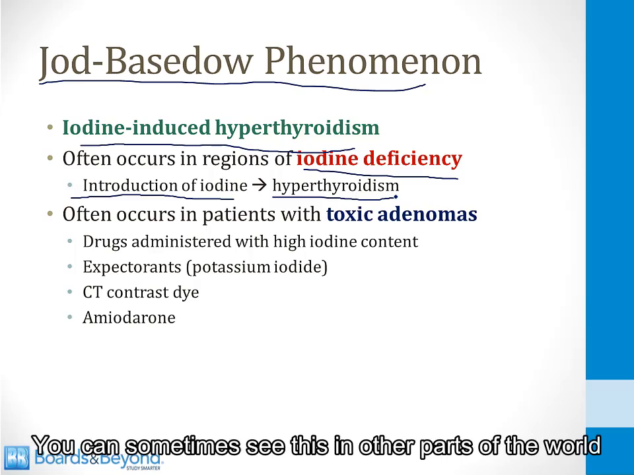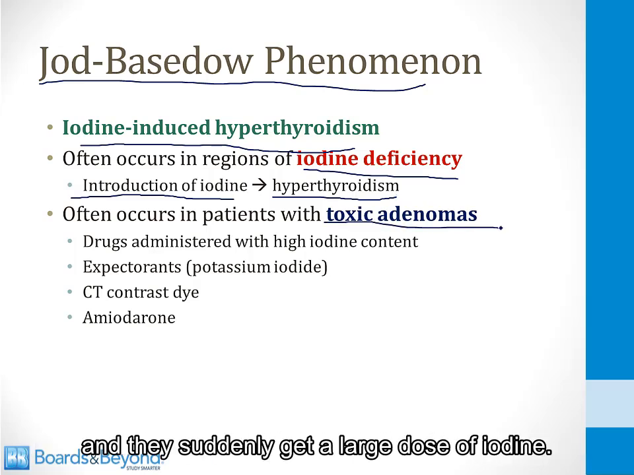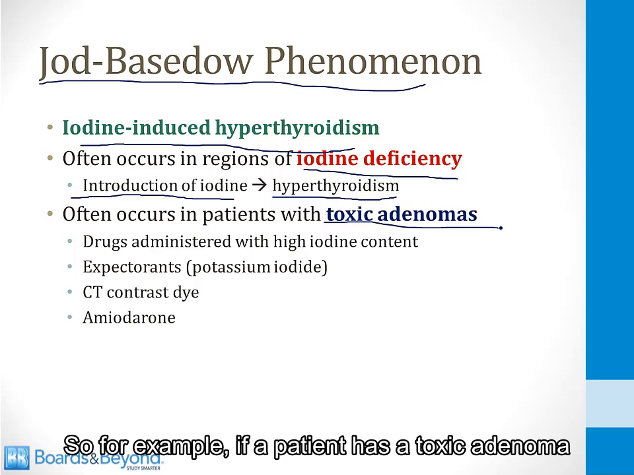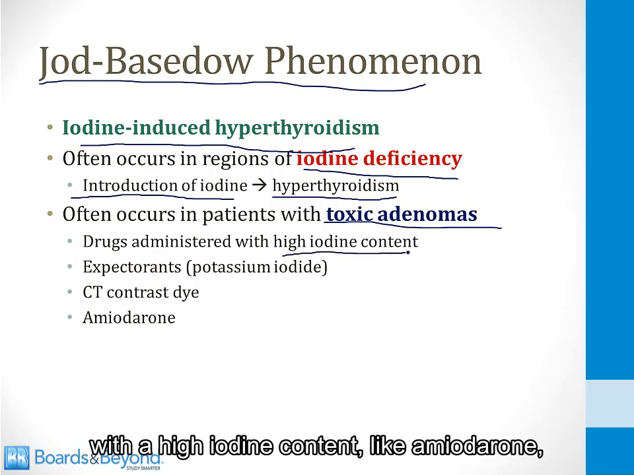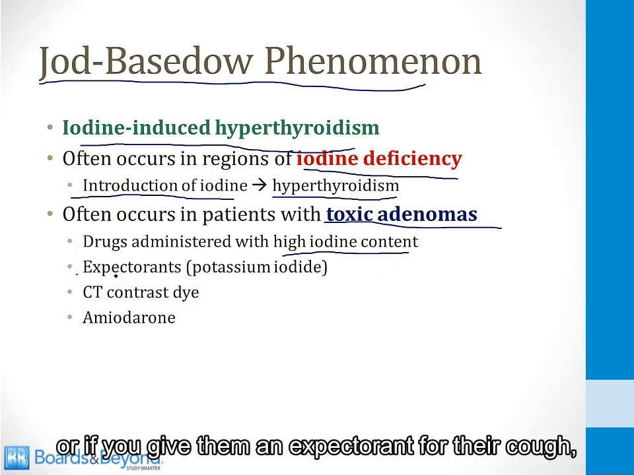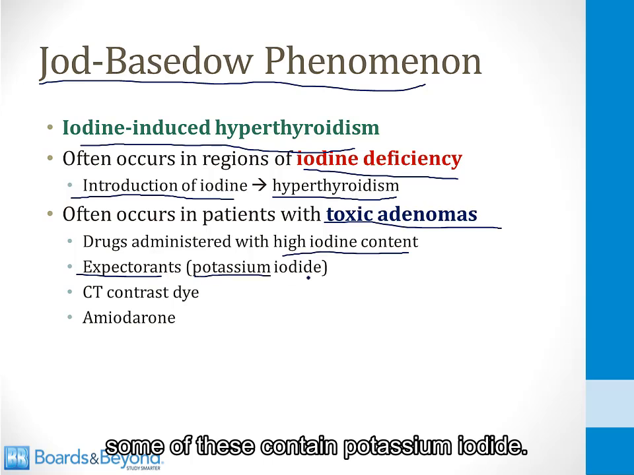thyroid hormone. You can sometimes see this in other parts of the world when patients have a toxic adenoma and they suddenly get a large dose of iodine. So for example, if a patient has a toxic adenoma and you administer a drug with a high iodine content like amiodarone, or if you give them an expectorant for their cough, some of these contain potassium iodide.